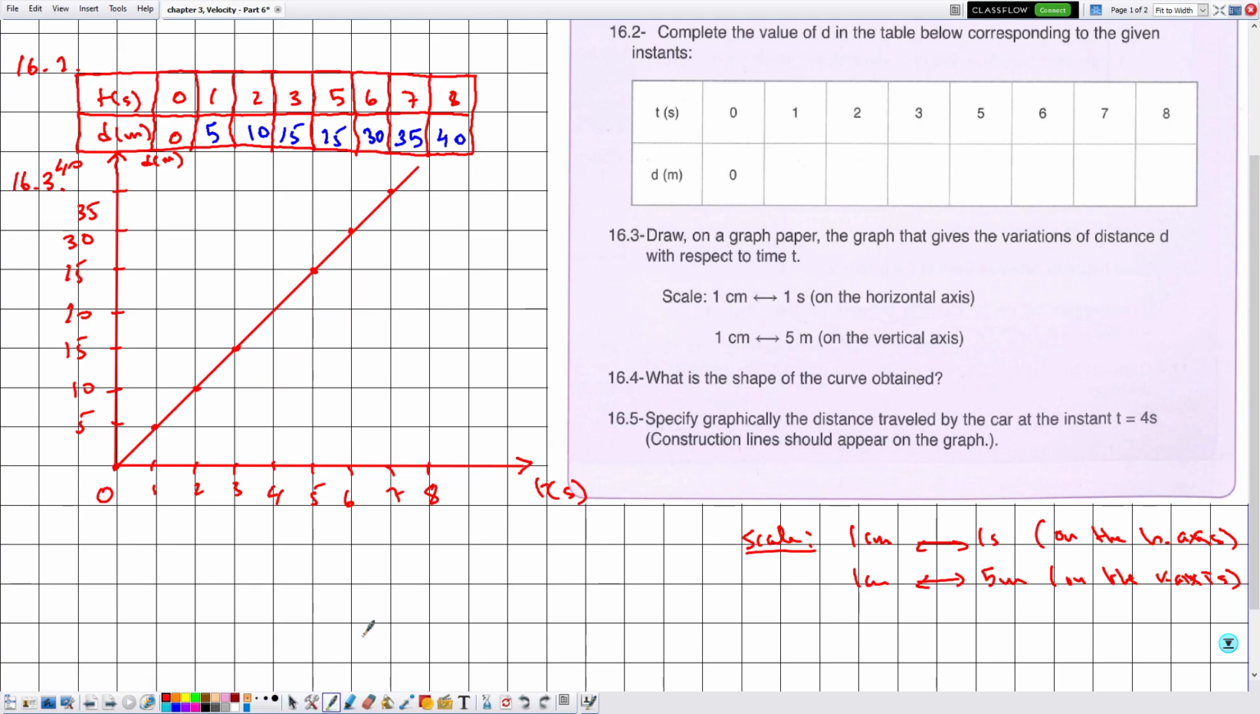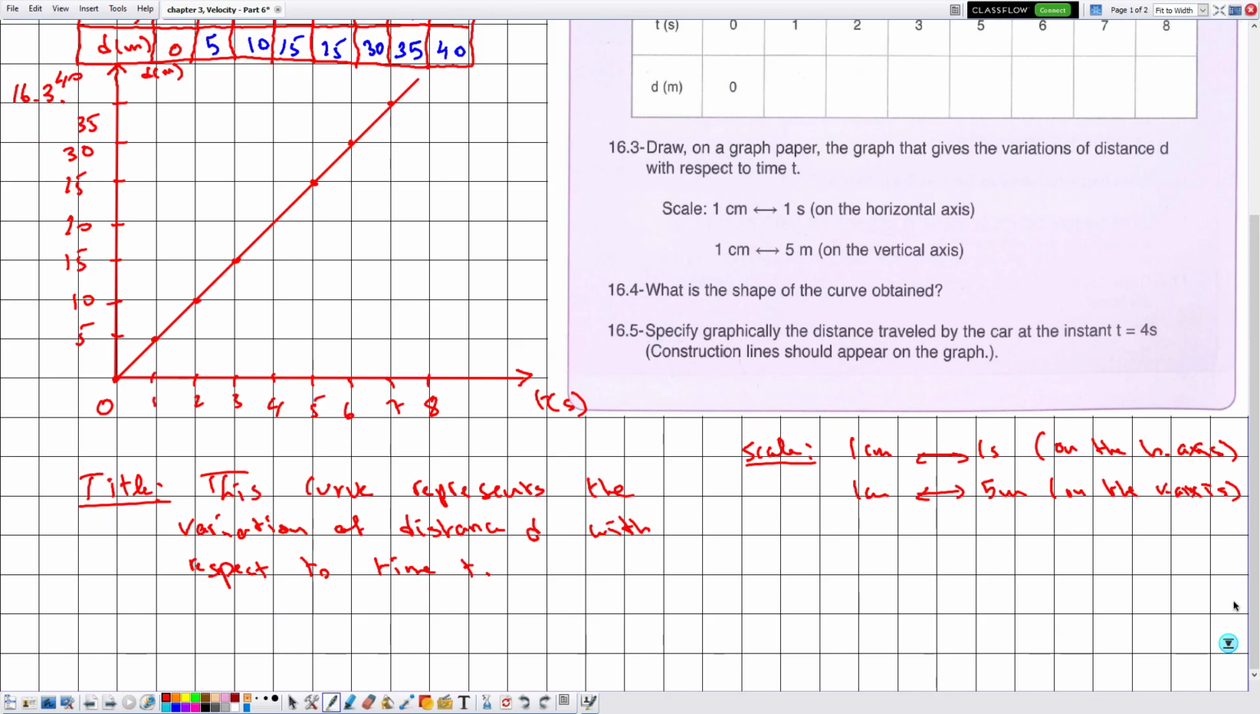And as usual, whenever we plot a graph, we need to write the title. The title is extracted from the question itself. So this graph, or this curve, represents the variation of distance d with respect to time t. So this is it for 16.3.